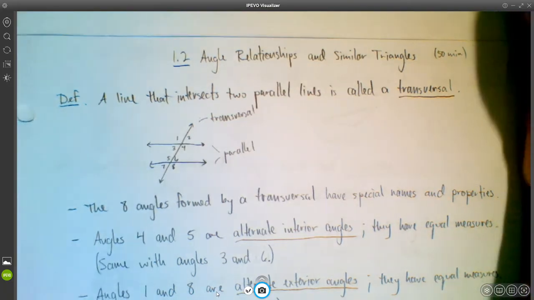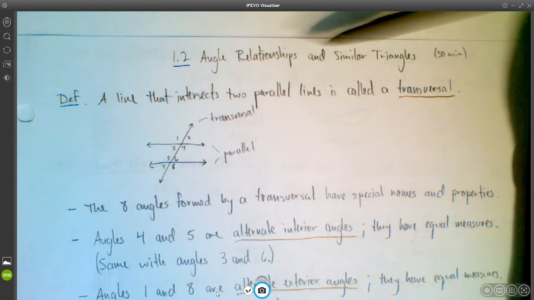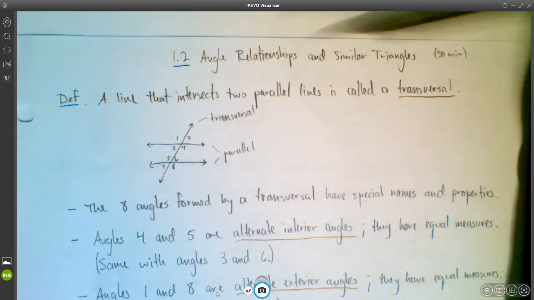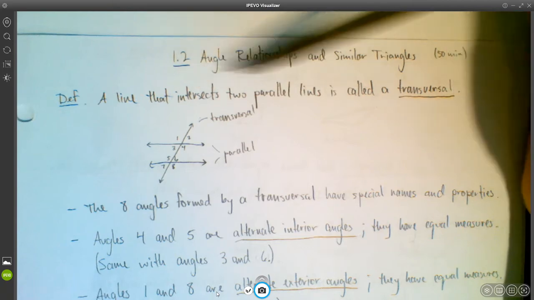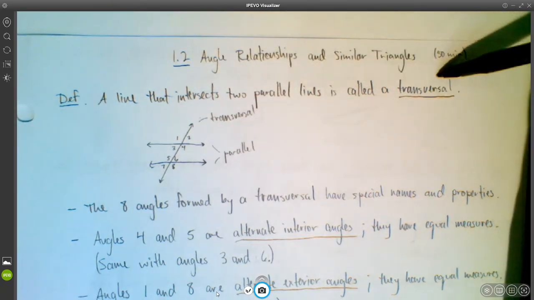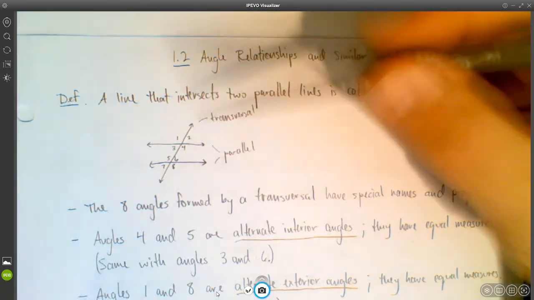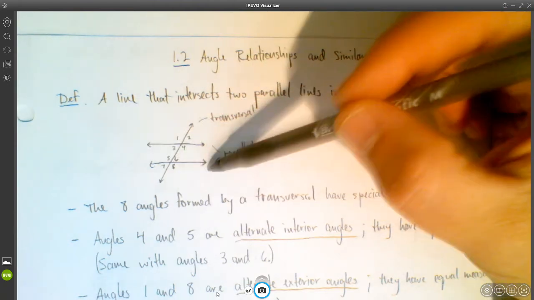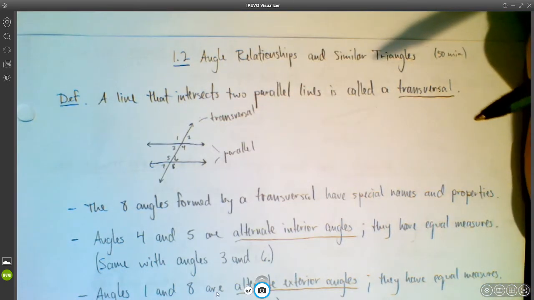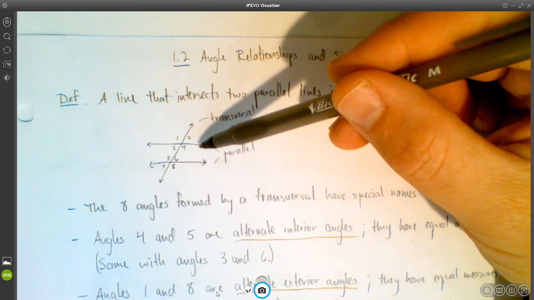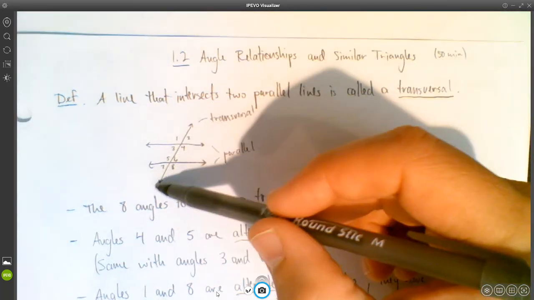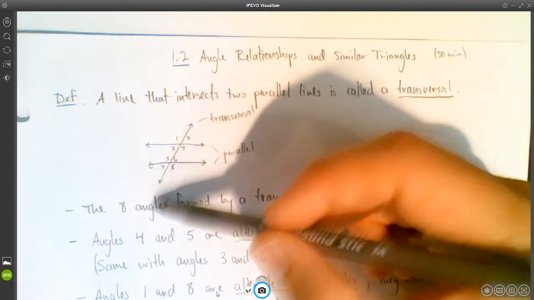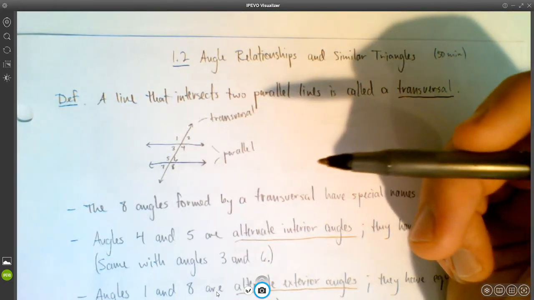We're going to talk about angle relationships and similar triangles. So first of all, a line that intersects two parallel lines is called a transversal. What I've drawn here is a couple of lines that are supposed to be parallel. They're not perfect, but they're close enough. So those are parallel lines, and then this is a third line that intersects the two parallel lines, and that's called a transversal.